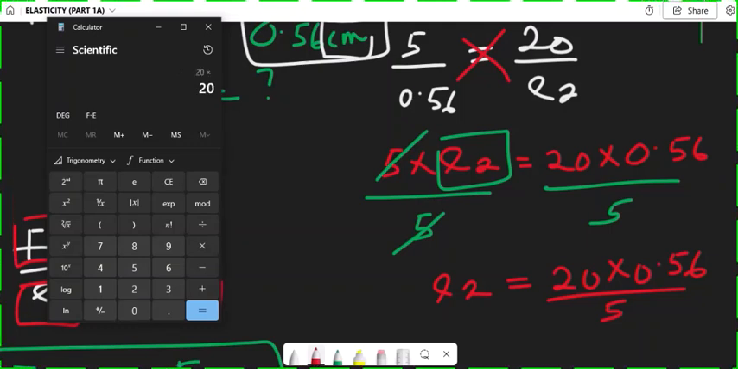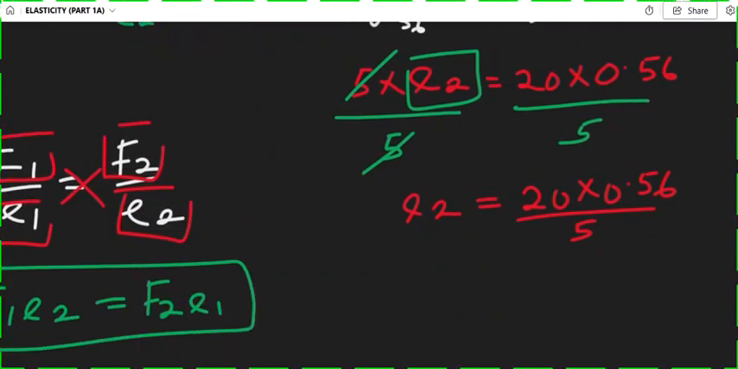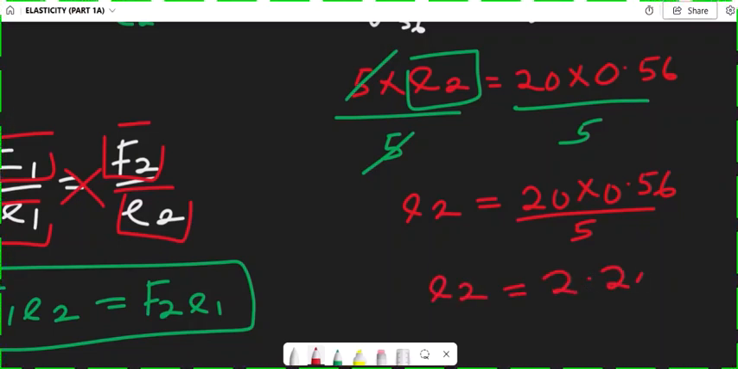So 20 times 0.56, and that gives you 11.2. Then you are going to divide that by 5, and that gives us 2.24 centimeters. So therefore, our E2, which is the new extension, is 2.24 centimeters.